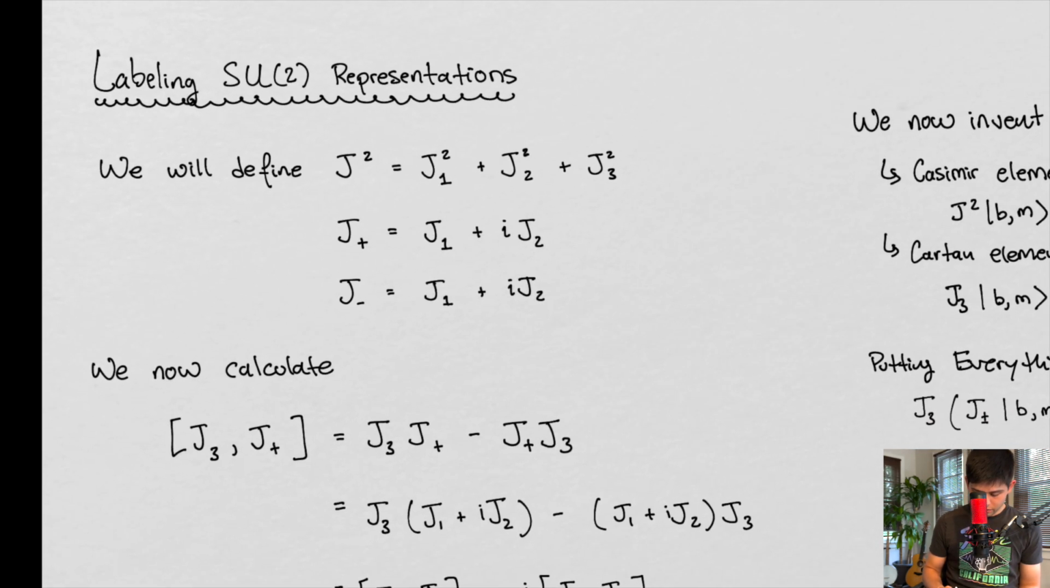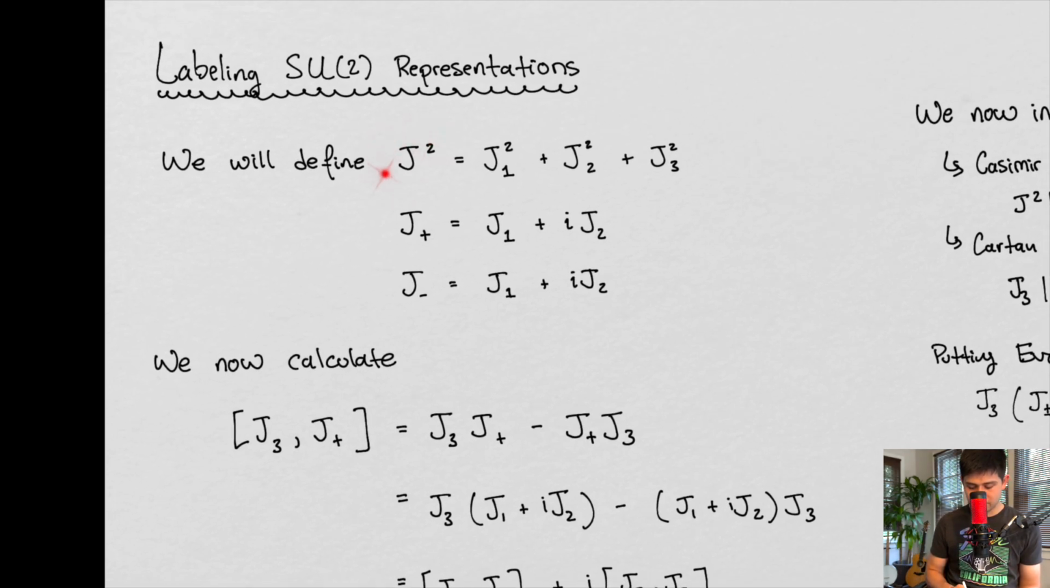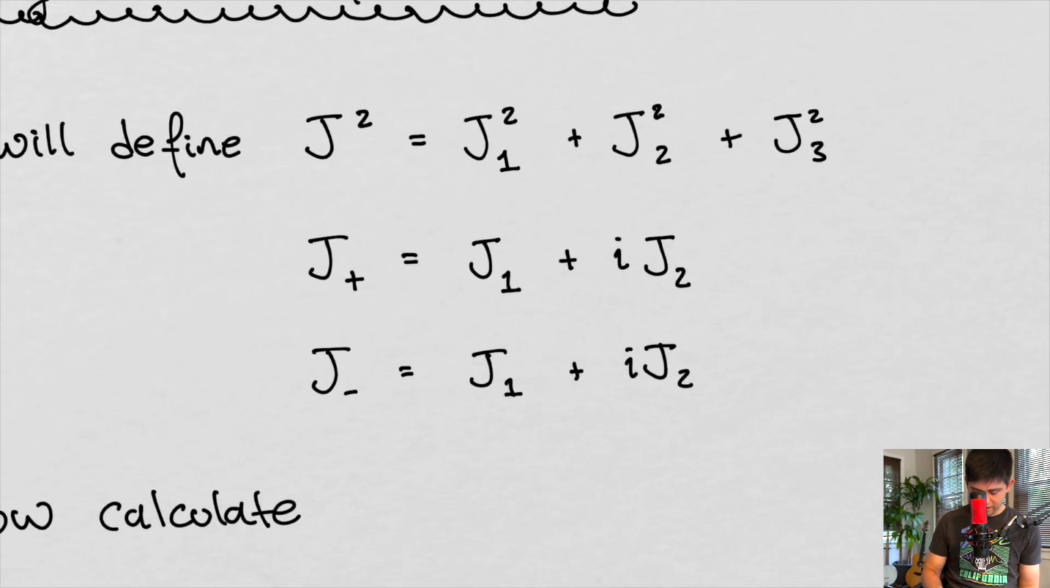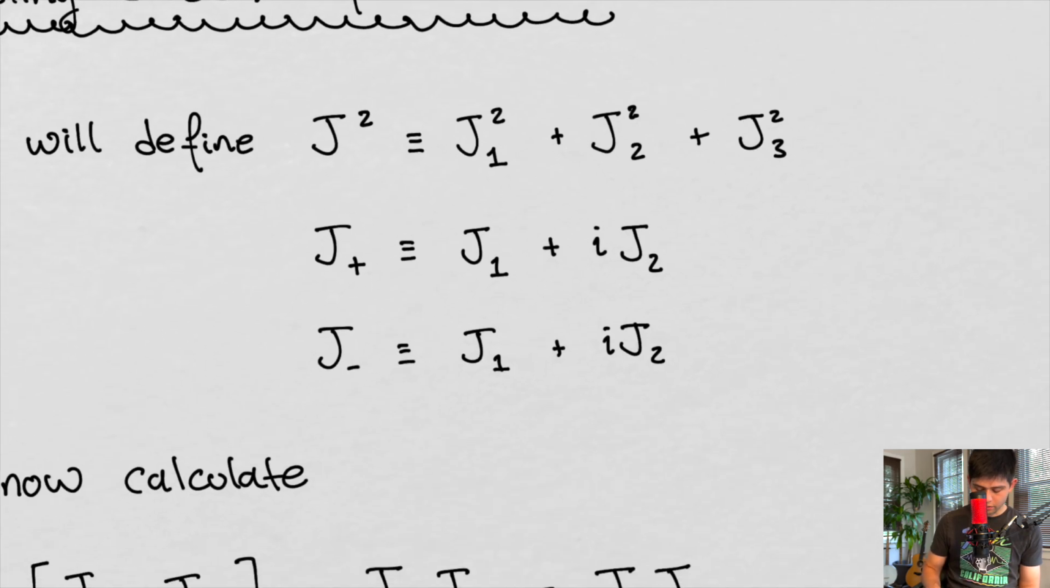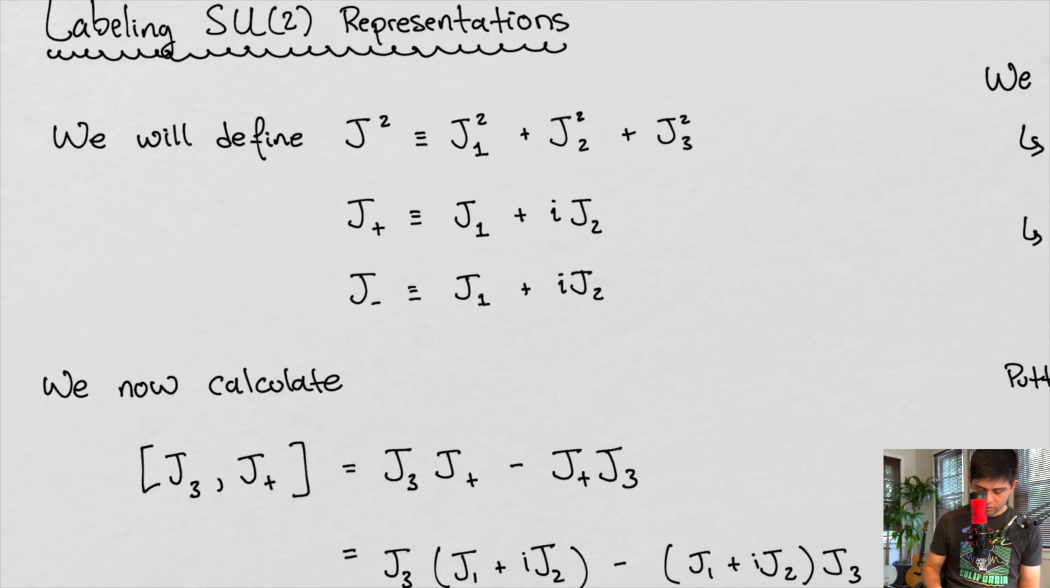And so what we're going to do is take our three generators. We're not going to mention right now that they are SU2 generators. We're just going to define this generator here, the square of this generator, as being the sum of all the generators that we have, and there's three of them. So this is a matter of definition, so we'll put three equality signs there.